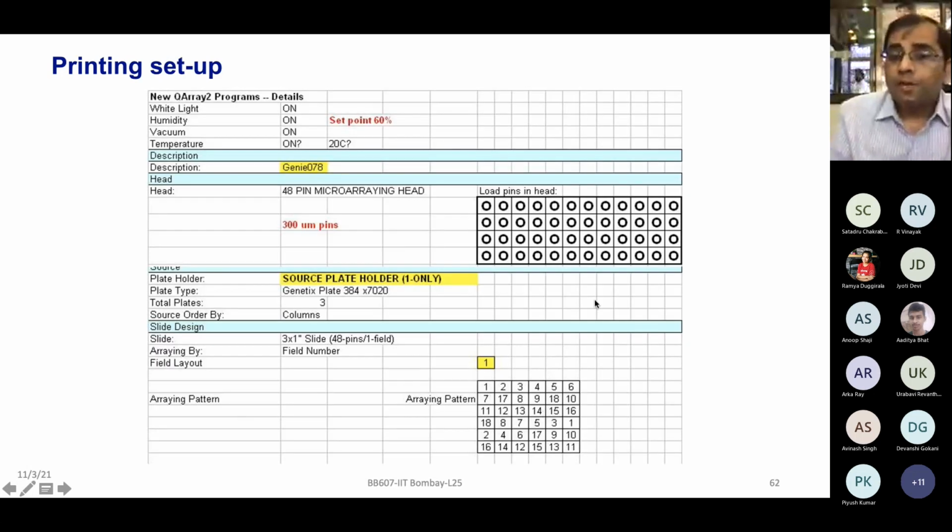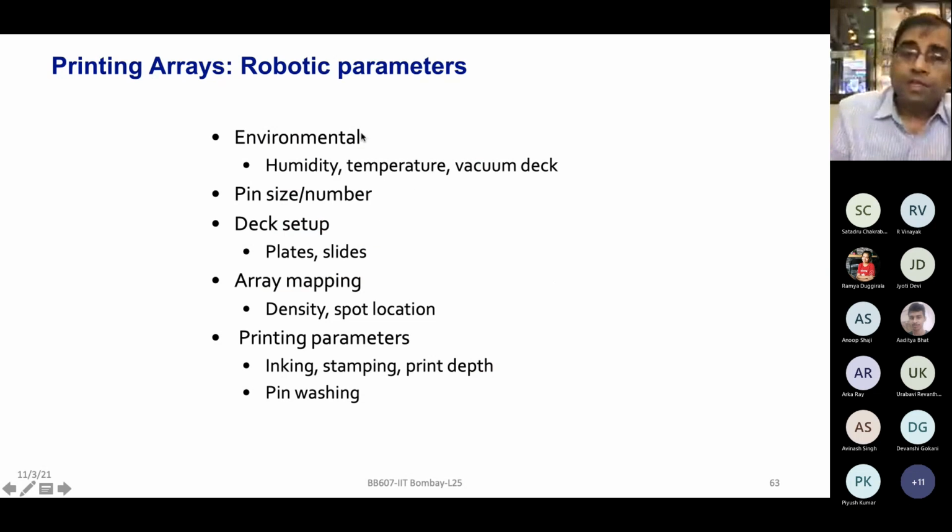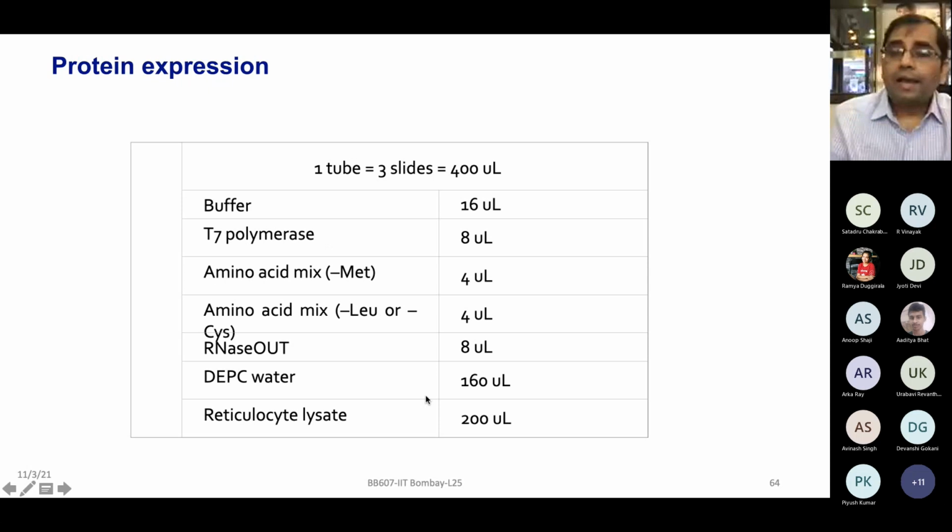After that, we have this plate map made in Excel, which we are now giving to the software to do the printing. We will check all the parameters for printing: that the temperature is uniform, humidity is kept below 65, pins are clean, how many pins we are going to use for the printing, what my array map density should be, printing parameters, how much time it should take to stamp on the slide, and how much time you give for washing. All those parameters have to be optimized, and then you are going to print those slides, and you have seen how to print the slides.